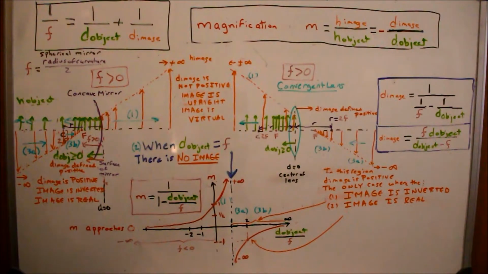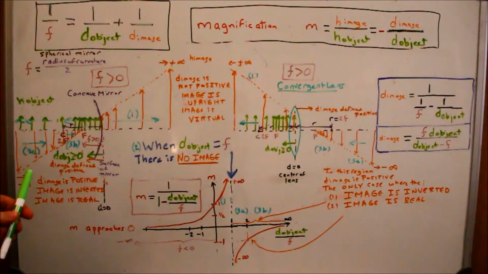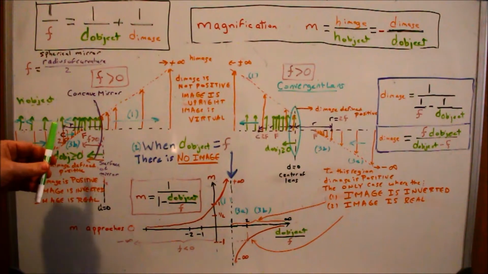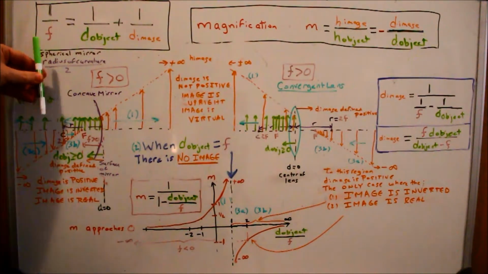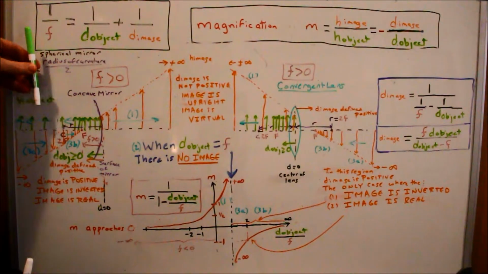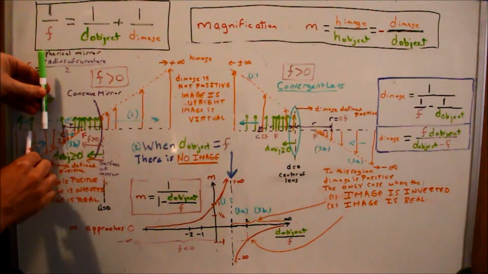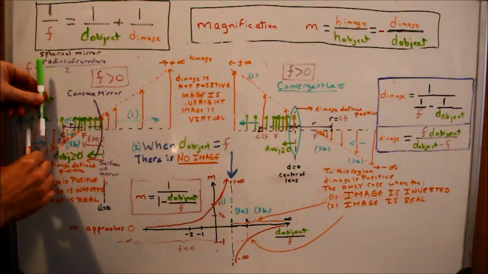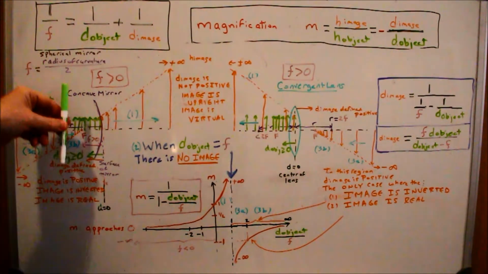Now let's consider what happens with a concave mirror. Again, the focal length is greater than 0. It's a very similar thing to a convergent lens, but in this case, recall that this is the reflective side of the mirror. If the object's on this side, and I expect to see a real image, because of reflection, the real image will appear on the same side. So positive distance is defined this way.